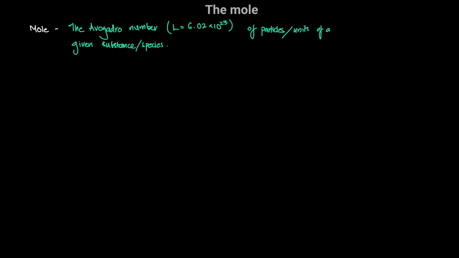Today we're going to learn about the mole. Now, how do we define the mole? The mole can be defined as the Avogadro number of particles, or units of a given substance or species. Here, the capital letter L is used to denote the Avogadro number, which is 6.02 times 10 to the power of 23.